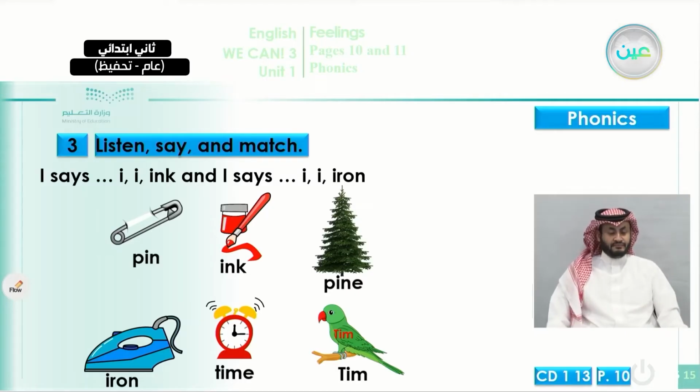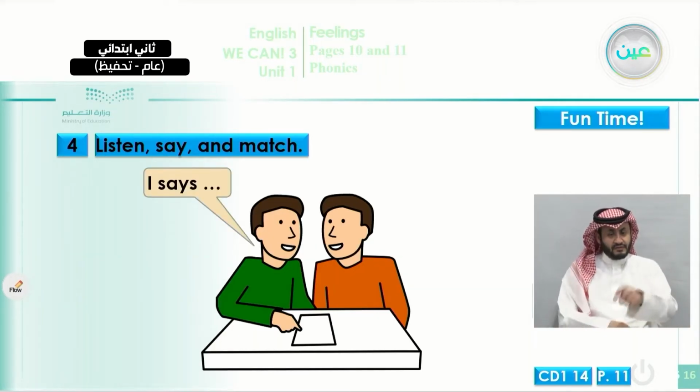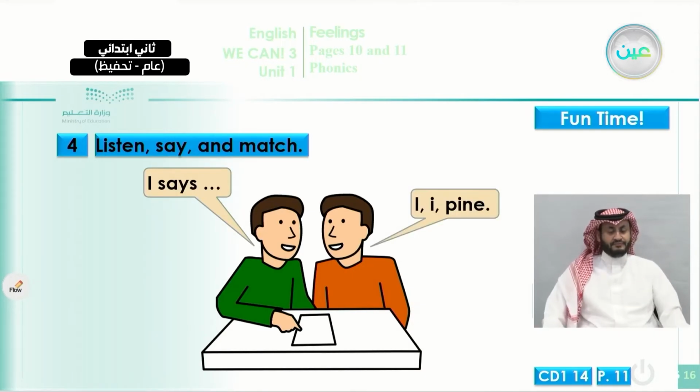Okay, so here you have the pen. This is the picture of pen, and you have the picture of ink, and the picture of iron, time, and Tim. Okay. In exercise number 4, listen, say, and match. You had this short conversation here. I says what? Okay, and I pine. Let's listen to this audio.